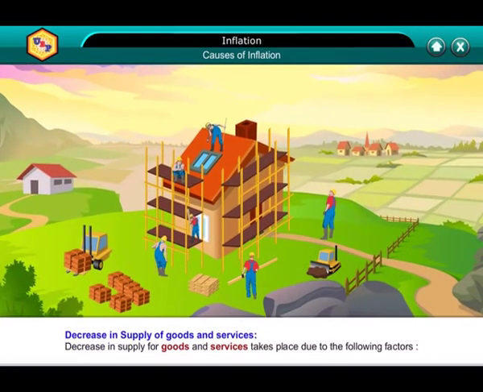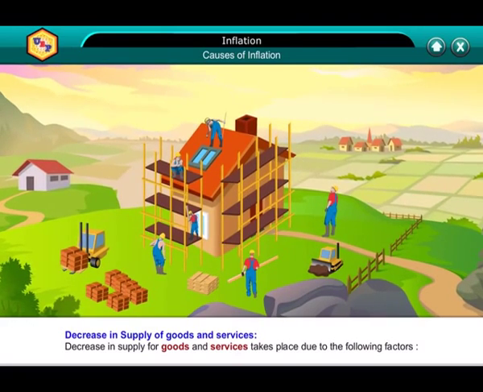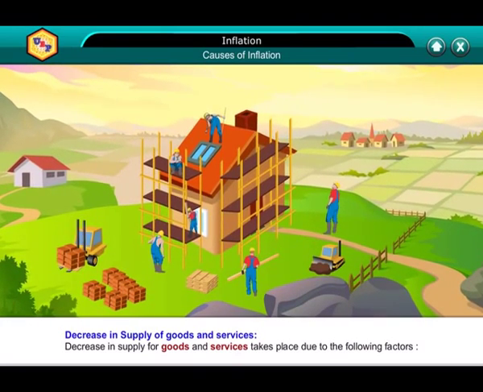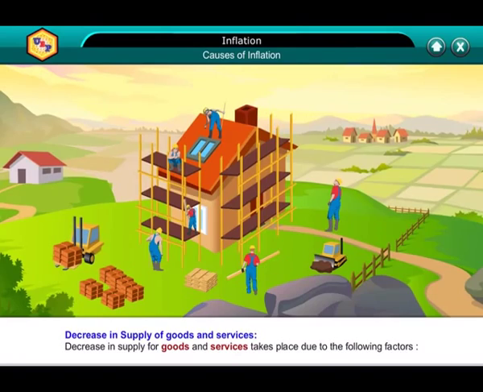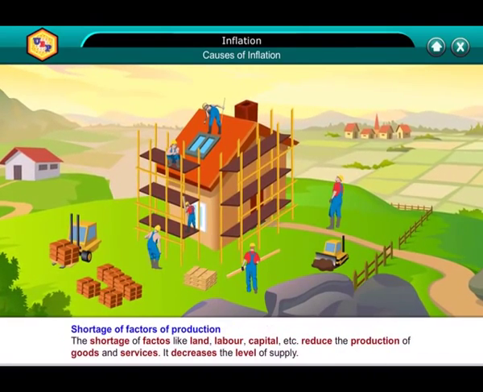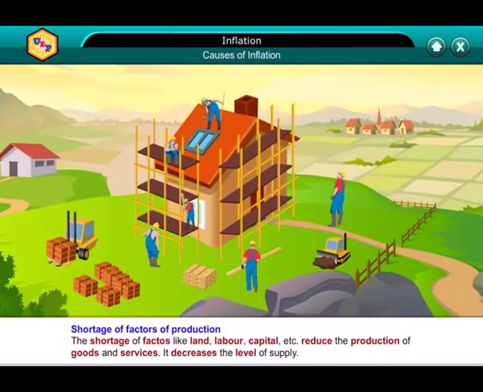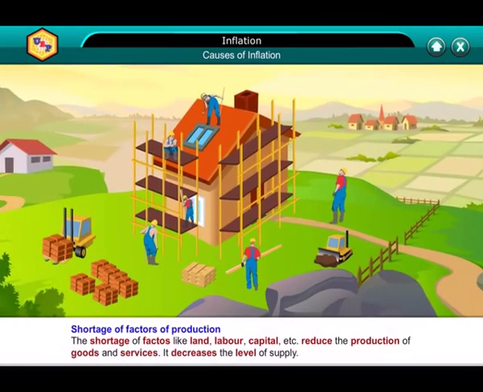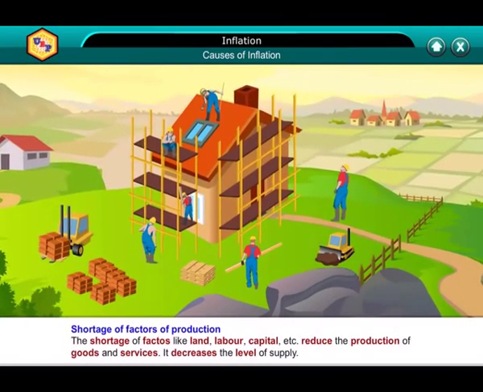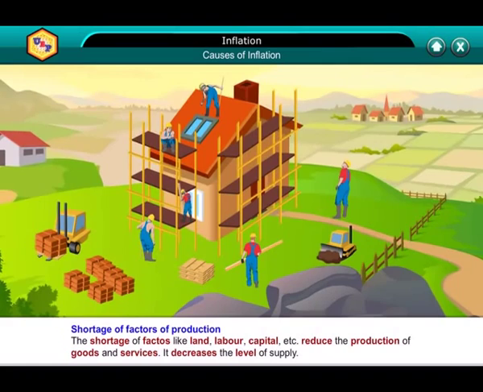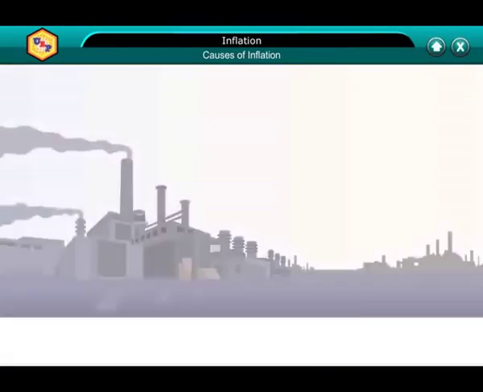Decrease in supply of goods and services. Decrease in supply of goods and services takes place due to the following factors. Shortage of factors of production. The shortage of factors like land, labor, capital, etc. reduces the production of goods and services. It decreases the level of supply.